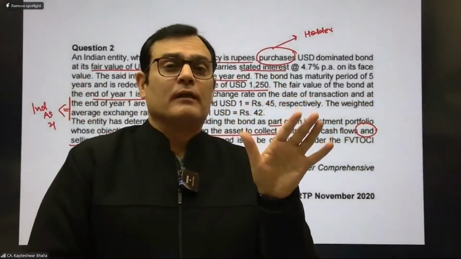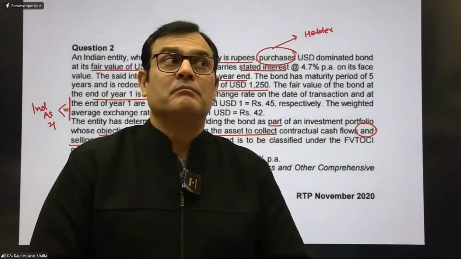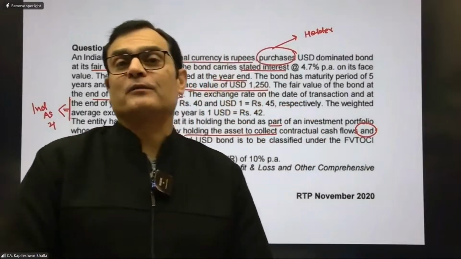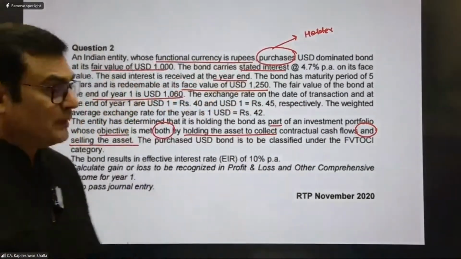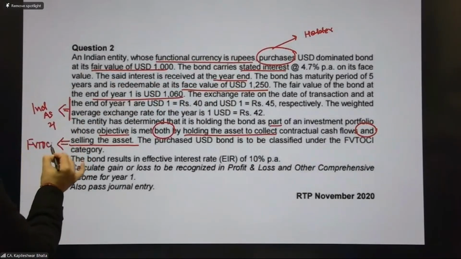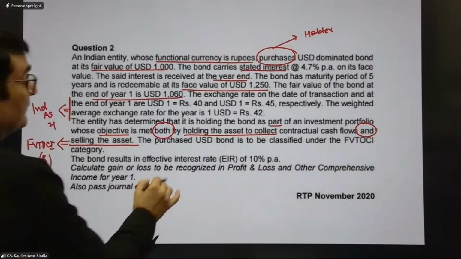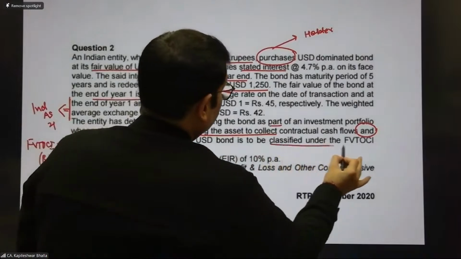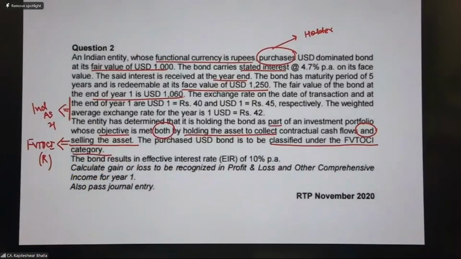The business model is supposed to be collections as well as sale of the asset. It's a mixed model in terms of a business model. So accounting based on what? That's wonderful indeed, OCI. That's right, absolutely. So we are going to consider FVTOCI, and this is a case of a debt, so it's going to be recycling. Then he very clearly also tells you that it is classified under FVTOCI category, and we know that debt investments is always with R.